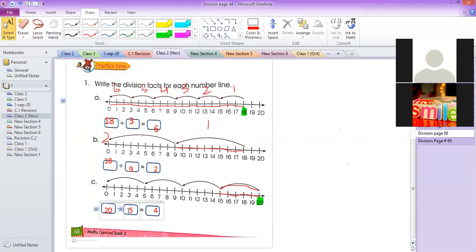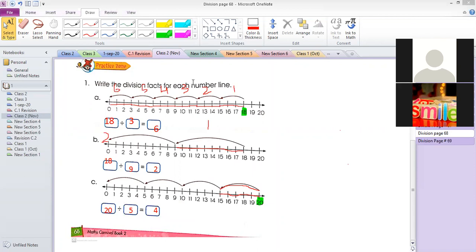Now, for writing the answer, for writing the quotient, you have to check how many steps you have taken from 20 to reach 0. So this is 1, 2, 3, and 4. So you have taken 4 steps from 20 to reach 0. So 4 is the answer. That means if you divide 20 by 5, the answer will be 4. The quotient will be 4. I hope you understand. Is it clear, guys?